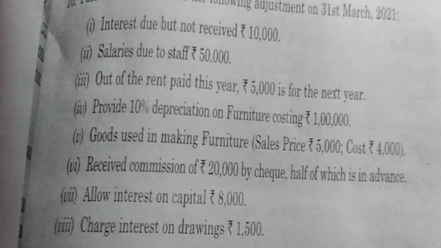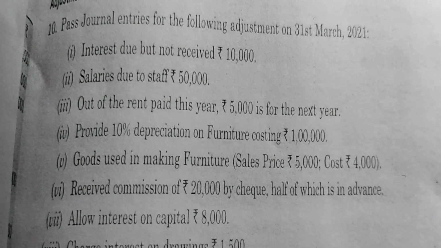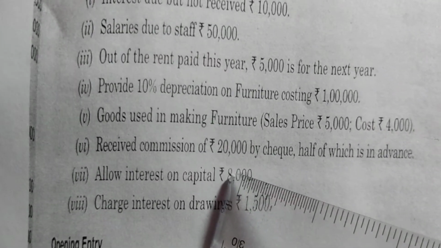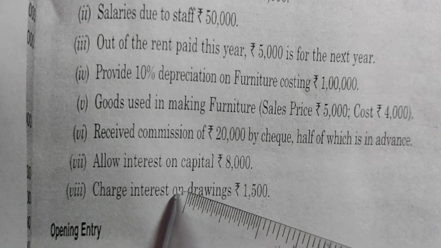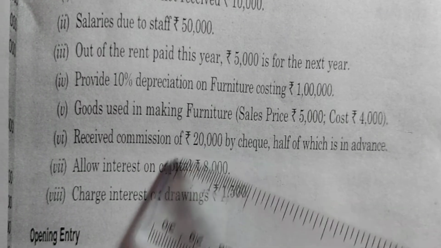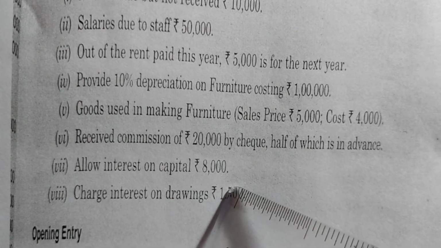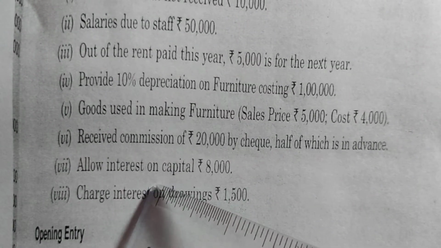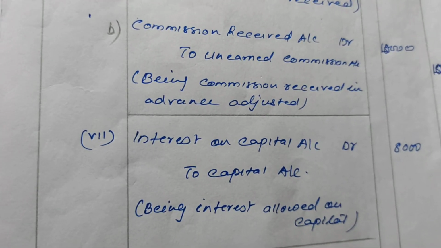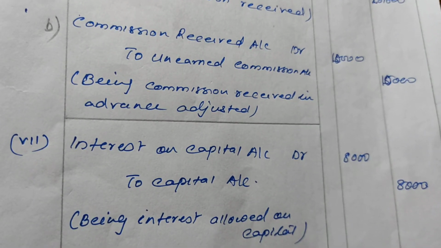Okay, now let's see the next question here. Allow interest on capital 8,000. What is the journal entry for interest on capital? Here interest on capital is an expense and our capital is increasing. So interest on capital will be debited and capital will be credited. What will be our entry? Interest on capital account debit to capital account, and the amount is 8,000. We write 8,000 both in the capital account as well as in interest on capital.